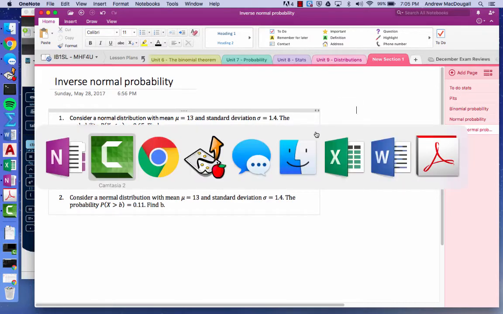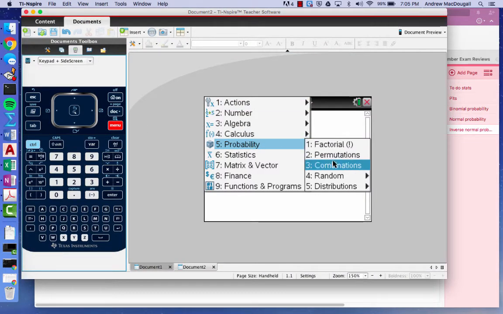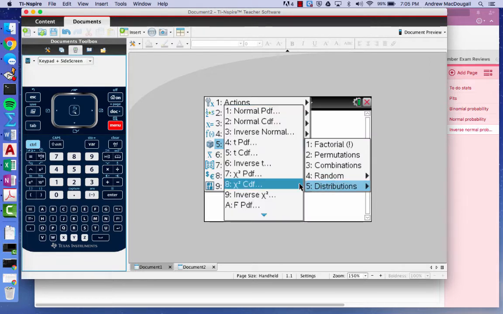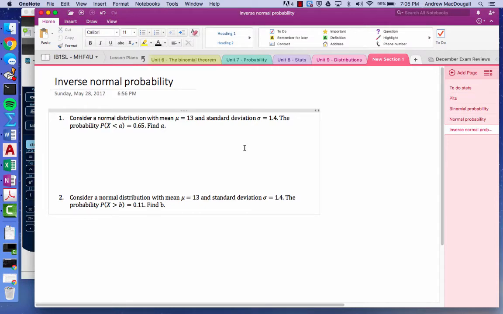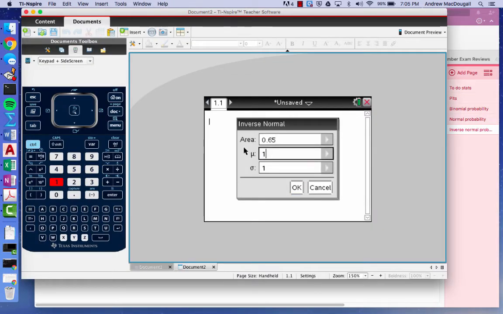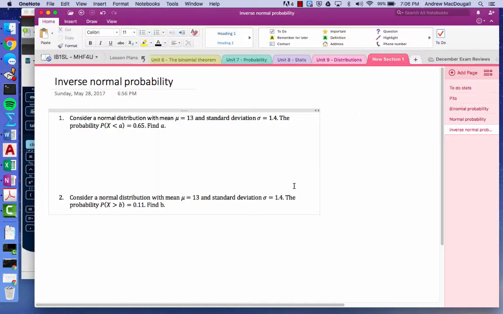And so our calculator has a function for this. It's located exactly with all of the other distribution stuff, probability distributions. This one's called inverse normal. And when you click it, it has all the information you could possibly want to give it. So the area is 0.65, our mean is 13, and our standard deviation was 1.4. And it says, oh, a is 13.5. So a equals 13.5. And what that means is if X is less than 13.5, the probability of that occurring is 0.65.